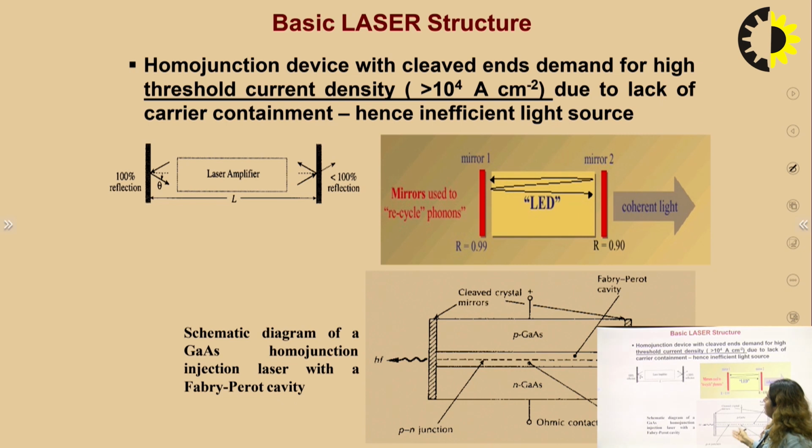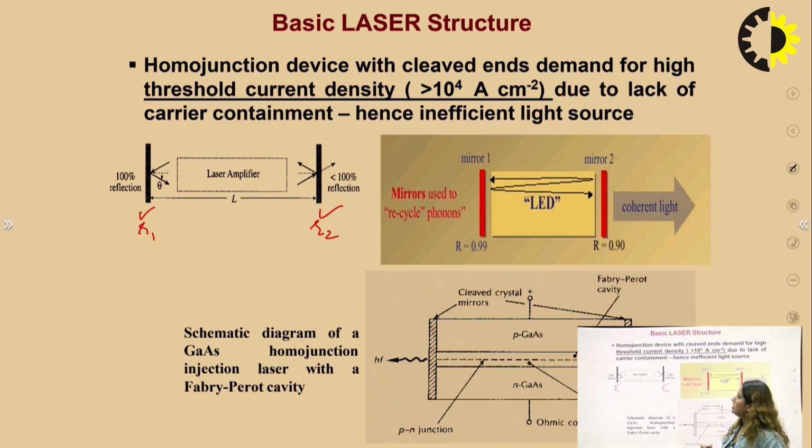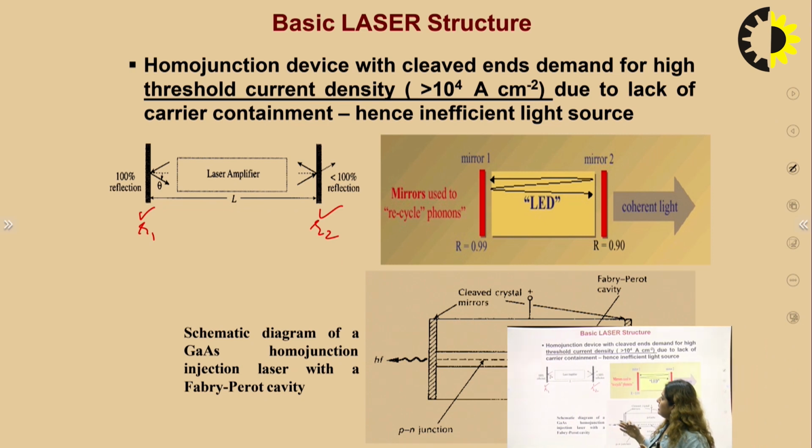So now we have a basic laser structure which is called the Fabry-Perot laser. In this structure we have two mirrors. One mirror is on this side, the second mirror is on this side. Both mirrors have reflectivities R1 and R2, and the mirror distance is capital L. So we have a phenomenon here, that is laser amplification. The laser amplification will happen only in this cavity.